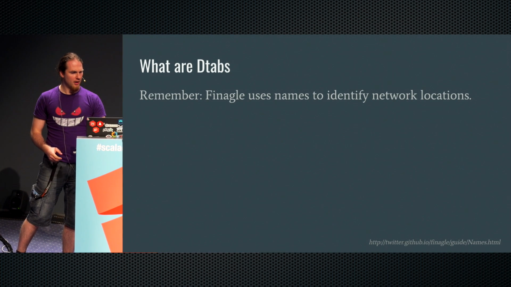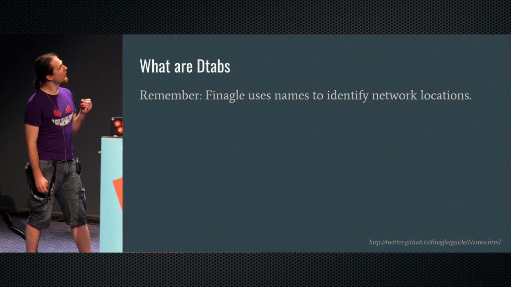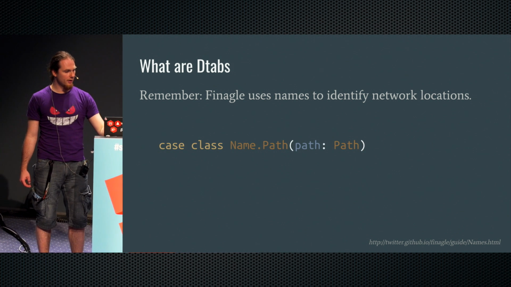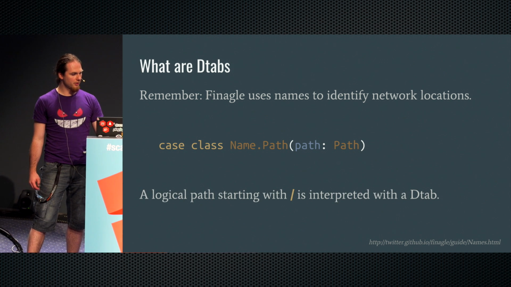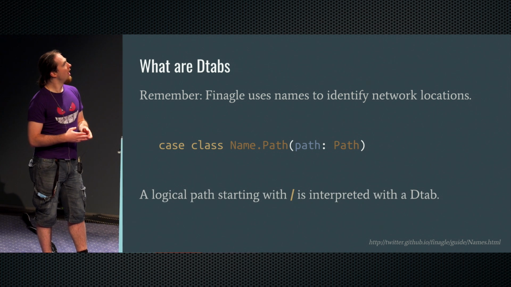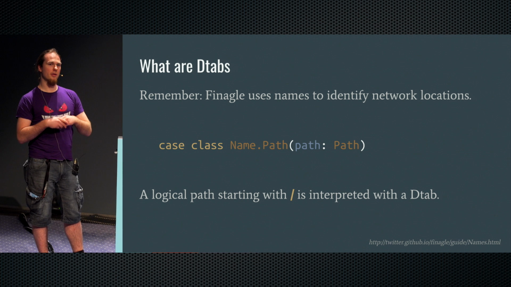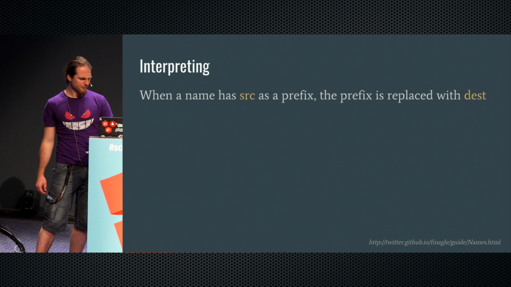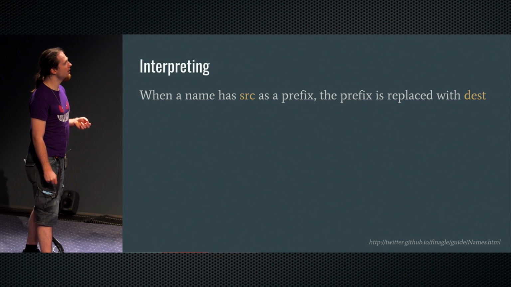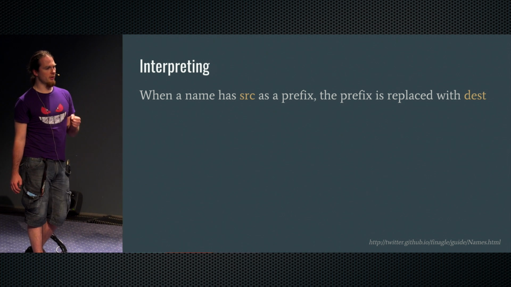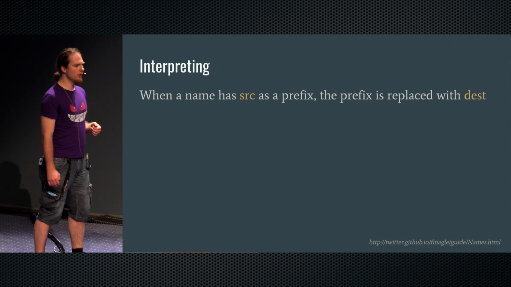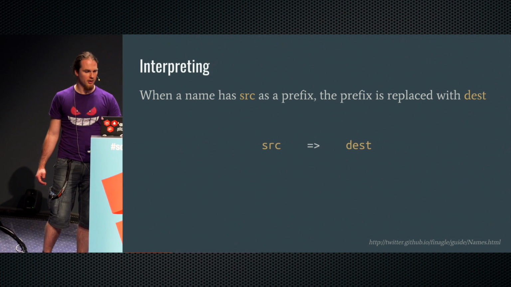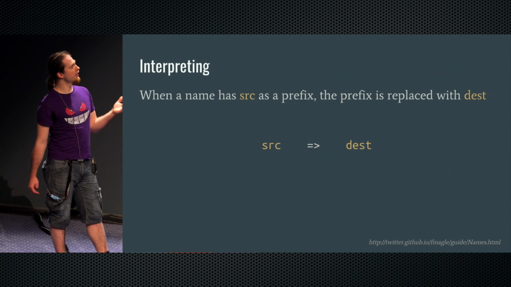Delegation tables are a way to resolve these paths. As before, Finagle uses names to identify network locations, and a path simply starts with a slash, and you have to interpret it so that in the end it's a resolved address that you can open a socket to. The way delegation tables work is pretty straightforward. It's basically prefix substitution. If we have a source prefix, then this prefix is replaced with the destination. And this is exactly what a delegation table entry looks like.